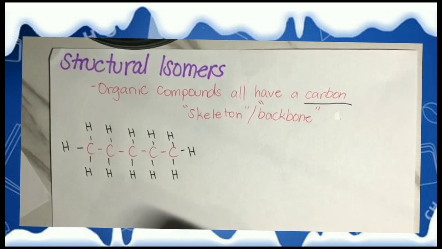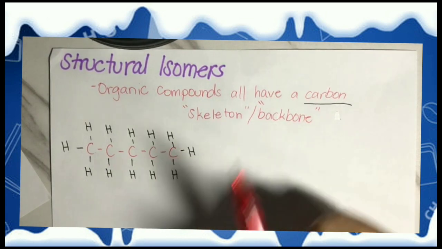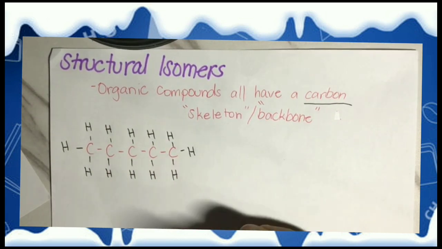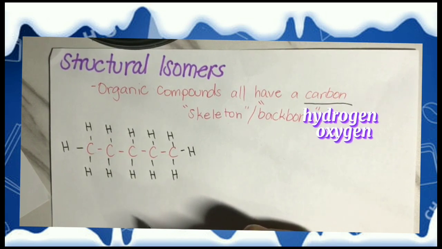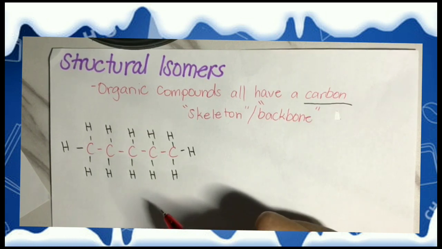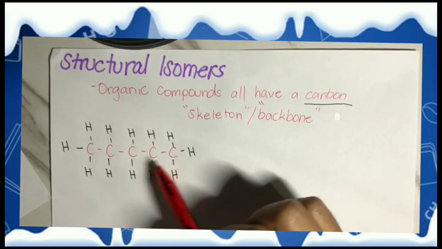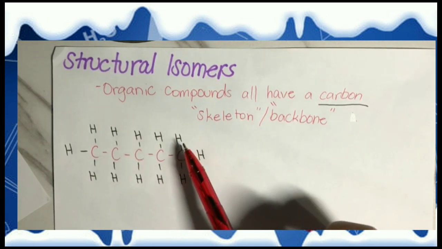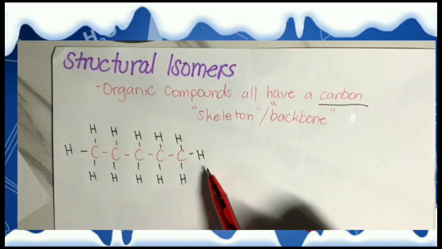What are structural isomers? Organic compounds all have a carbon-based skeleton or backbone. For example, this 5-carbon chain. Carbon is the basis of organic compounds, bonded to other common elements such as hydrogen, oxygen, sulfur, and nitrogen. Since carbon can form 4 bonds, carbon atoms can combine together in a variety of ways, forming many compounds. For example, this 5-carbon molecule has 12 hydrogens. This is the structural formula of this compound.